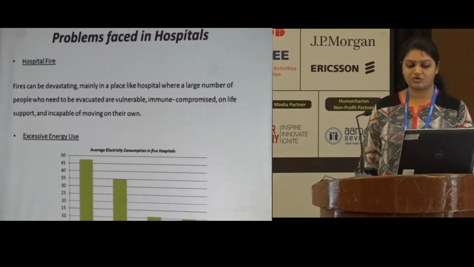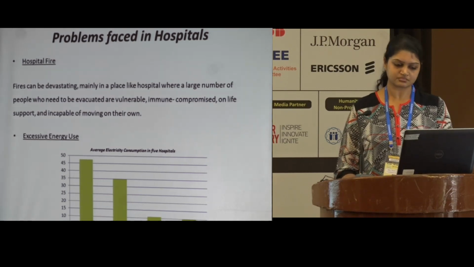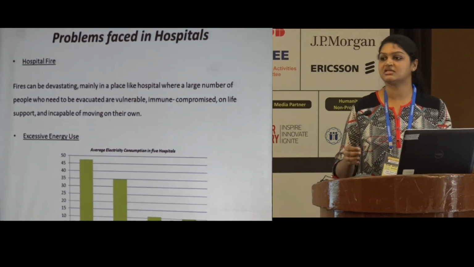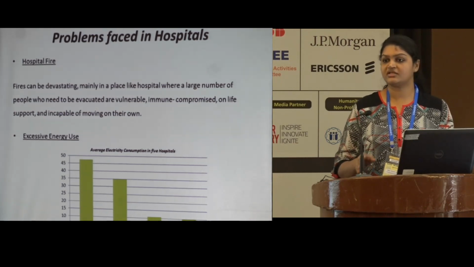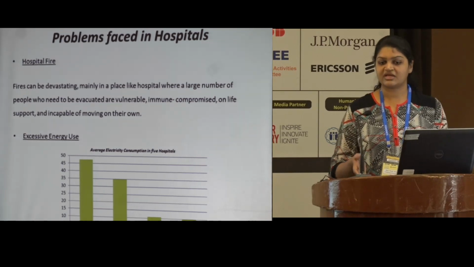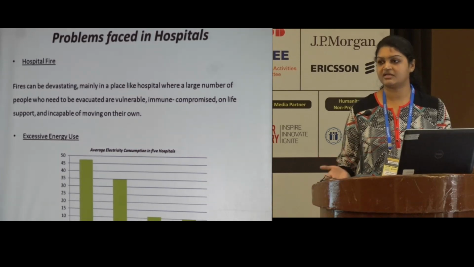The third problem encountered by hospitals is excessive energy use. Apart from the energy usage for the medical equipment and other necessities, energy consumption is high in the lighting and fans of the hospitals where it is not needed. We can conserve this energy and use it for more important medical equipment.